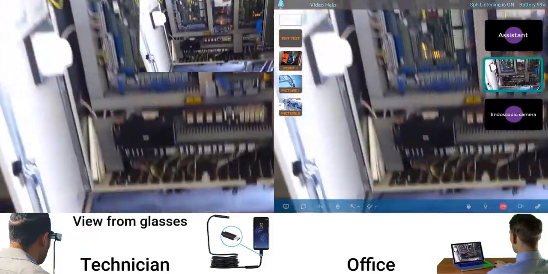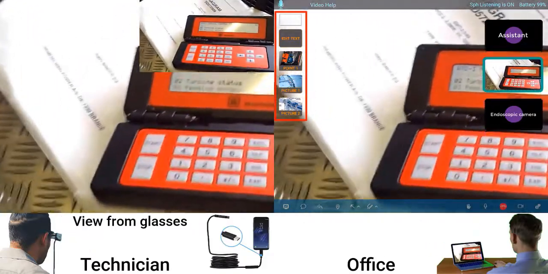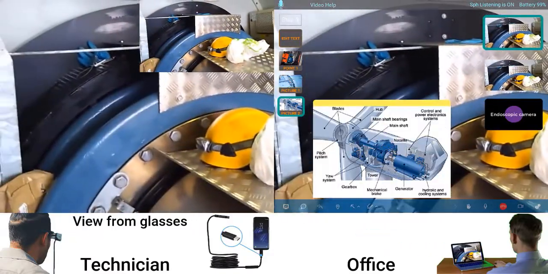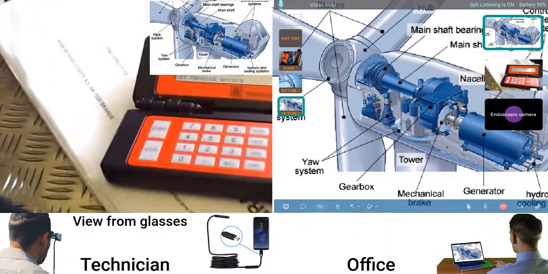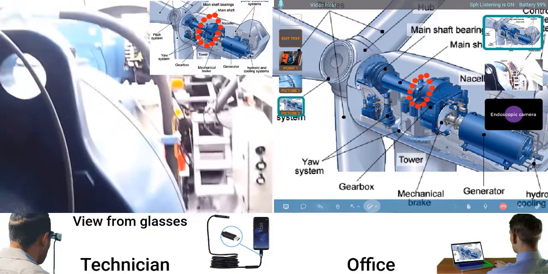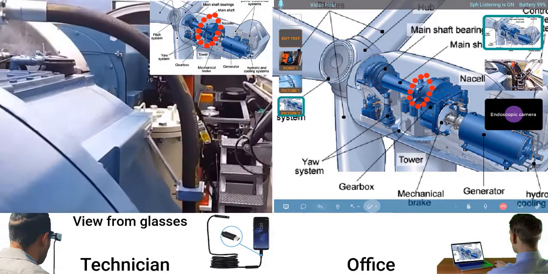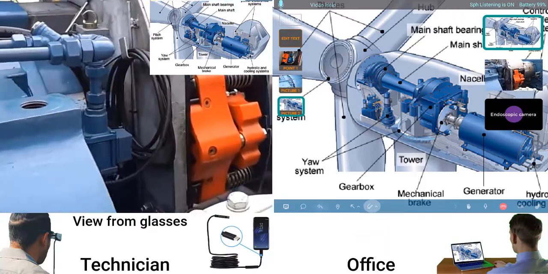Now we will show you how the remote individual can share information such as technical service info with the technician. Here we can see the remote individual sharing a diagram of a wind turbine with the technician and even circling a particular area of the diagram for the technician's benefit. The technician can see what the remote individual shared with him in the picture at the top right hand side of the smart glasses.